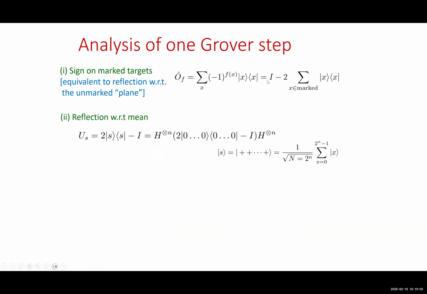We use this OF as the oracle. It puts a minus sign on my item because the identity is the sum of everything. So that's why I need to subtract 2 times the projector on the marked item.